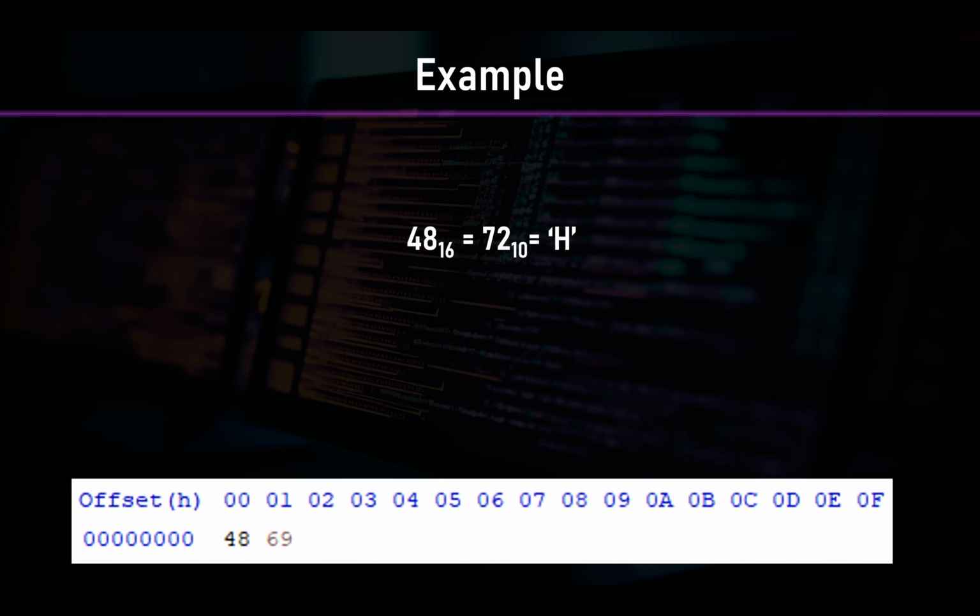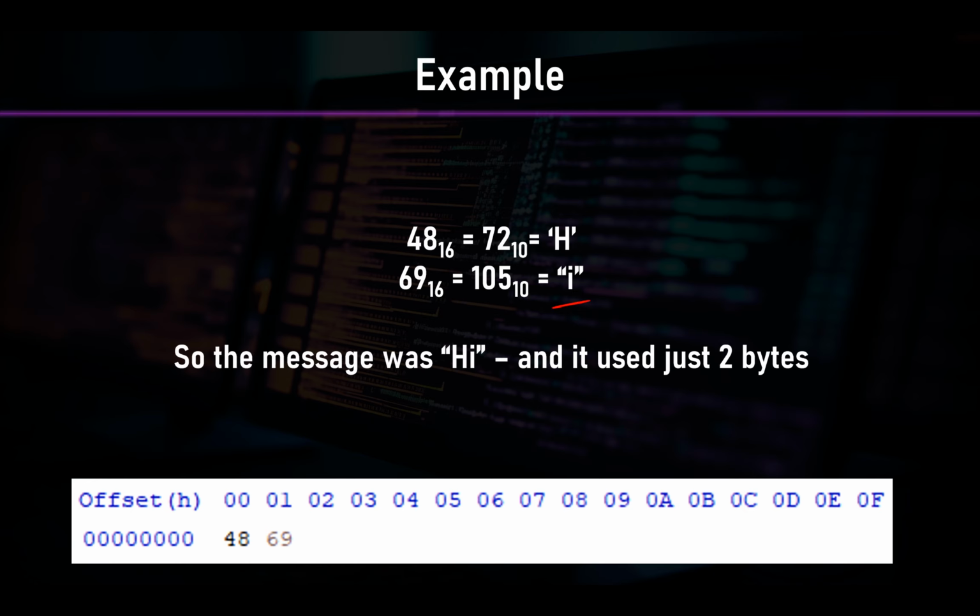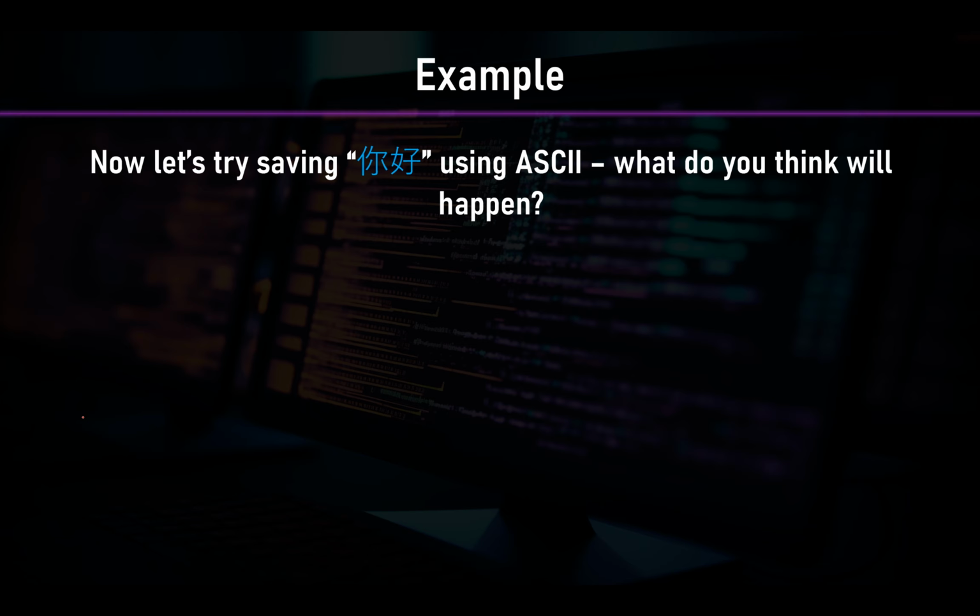So if we have a look, 48 in base 16 equals 72 in base 10, or 72 in denary, which is going to be the capital H. Then 69 in hexadecimal is 105 in denary, which is the lowercase i. So of course, this file is just saying hi. It's going to use 2 bytes since both of these characters can be represented in ASCII. Now let's try saving something like ni hao.